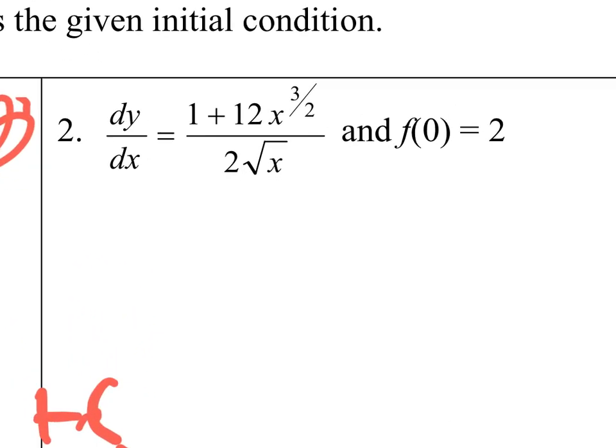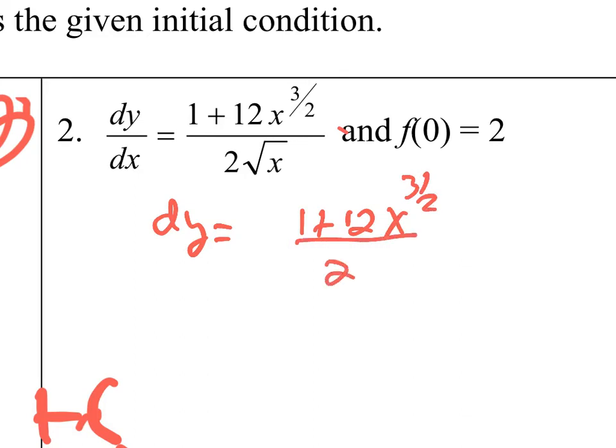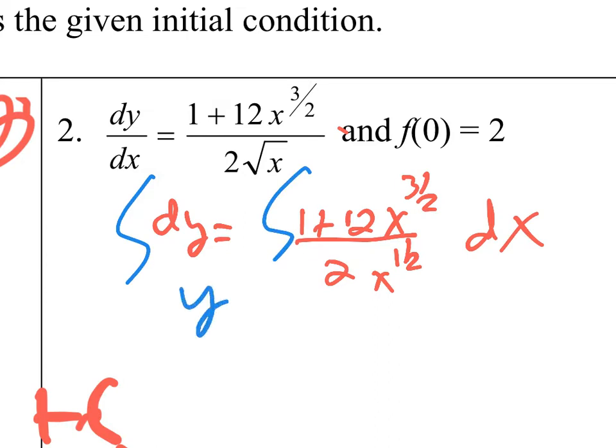Let's do one more here. So I separate the variables by putting the dx over here. That gives me dy equals 1 plus 12x to the 3 halves over 2x to the half dx. I'm going to integrate both sides. That comes out to y. It always comes out to y equals. Now, this looks really hard. Let's see. How would I integrate this?